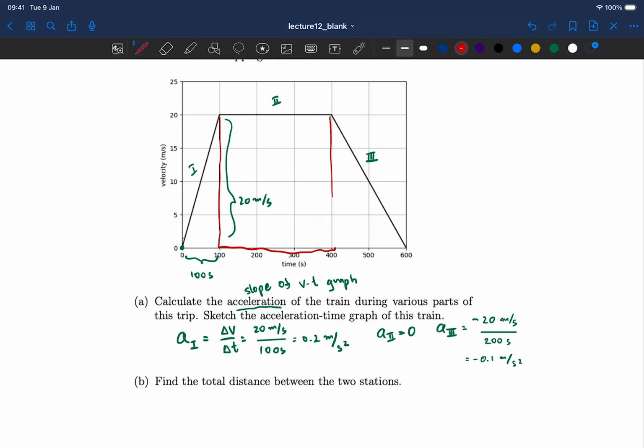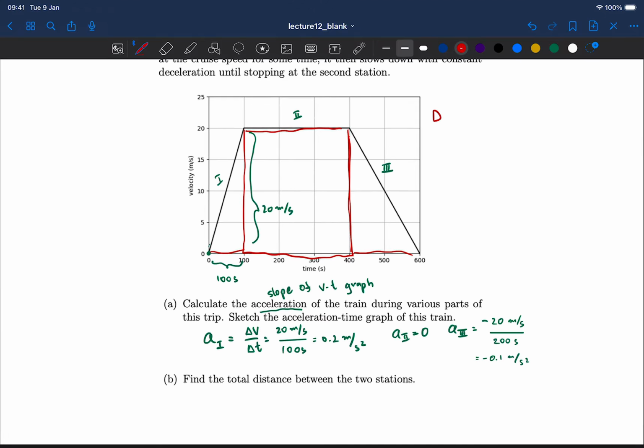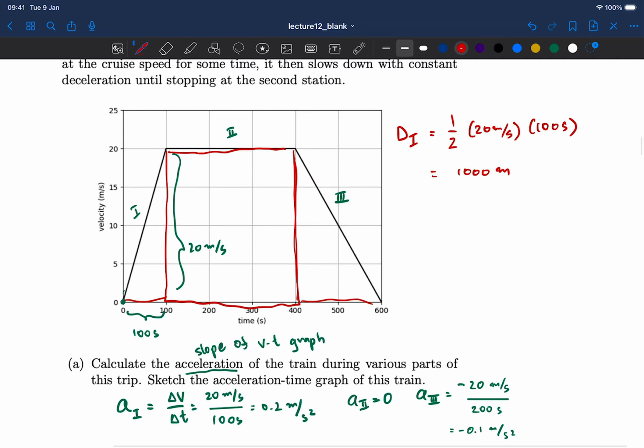So you can divide this into three shapes: a triangle for part 1, a rectangle for part 2, and another triangle for part 3. So the distance for part 1, which I call D1, is going to be 1/2 times the height, 20 meters per second, times the base, which is 100 seconds. So this is going to be 1,000 meters. So you can see that the formula works out okay.